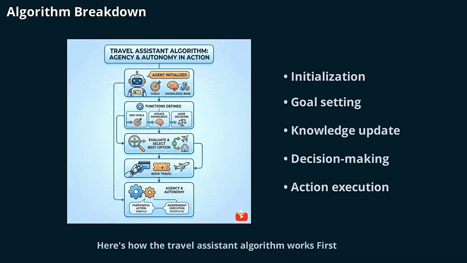Here's how the travel assistant algorithm works. First, the agent is named and initialized. It sets up a list of goals and a knowledge base for storing information. Functions are defined to add goals, update knowledge, and make decisions. The agent evaluates options and selects the best one, then proceeds to book travel. This process highlights how agency and autonomy work together, enabling the agent to act purposefully and independently.